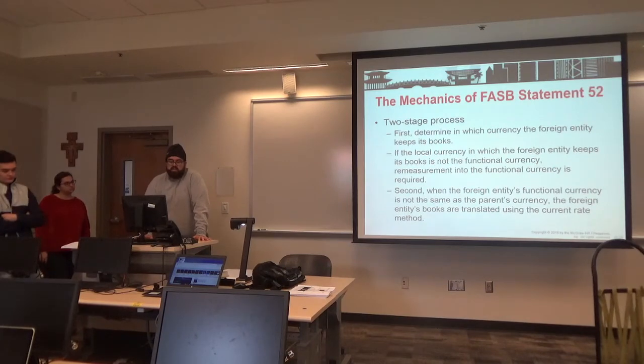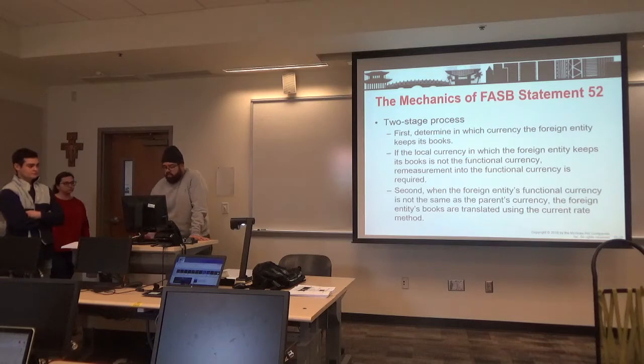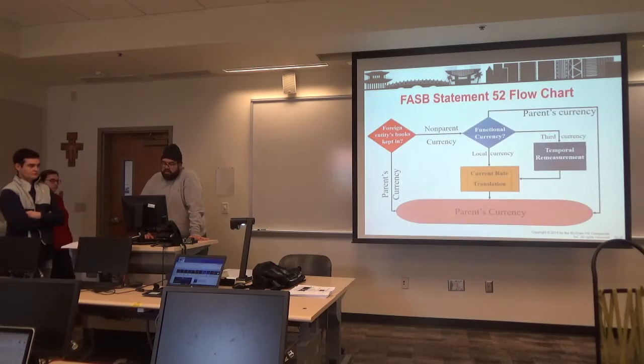So it's a two-stage process. First, you determine which currency the foreign entity keeps on its books, which is pretty obvious how to do. If the local currency in which the foreign entity keeps its books is not the functional currency, remeasurement into the functional currency is required. And then second, when the foreign entity's functional currency is not the same as the parent's currency, the foreign entity's books are translated using the current rate method. And then here's a flow chart for how to do statement 52.